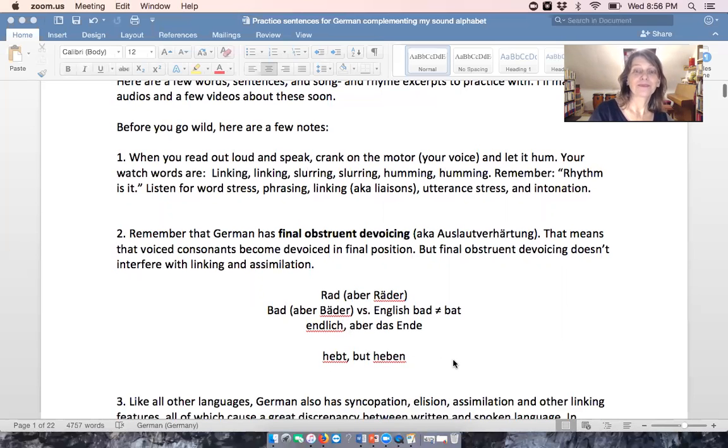Okay, so another example. Heben is to lift, among other meanings. And hebt is third person singular. Hebt. And so it's a consonant cluster at the end of a word, hebt. So the B becomes a P in pronunciation. Hebt, not hebt with a B. But ich hebe, when I say I lift, ich hebe, it's a B sound. Wir heben, but hebt.